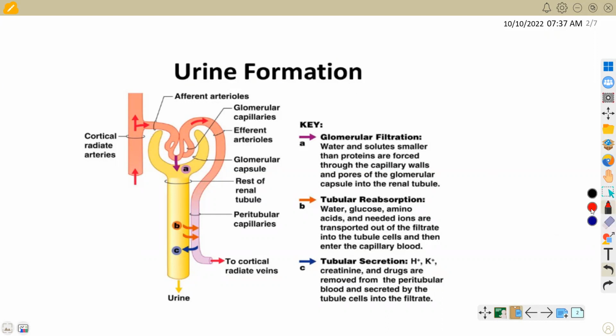Okay, so this is basically the physiology of urine formation. So basically there are three steps. We can see glomerular filtration, tubular reabsorption, and the last one is tubular secretion.